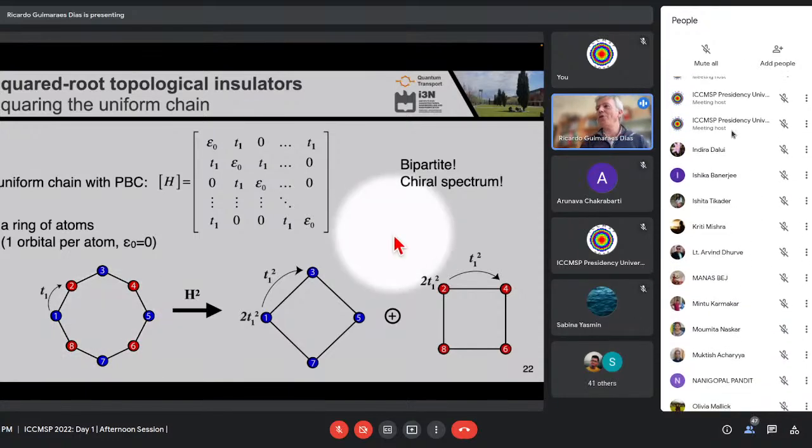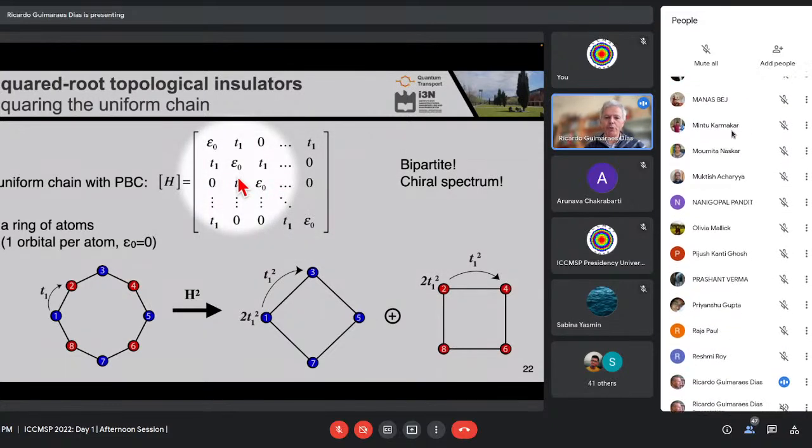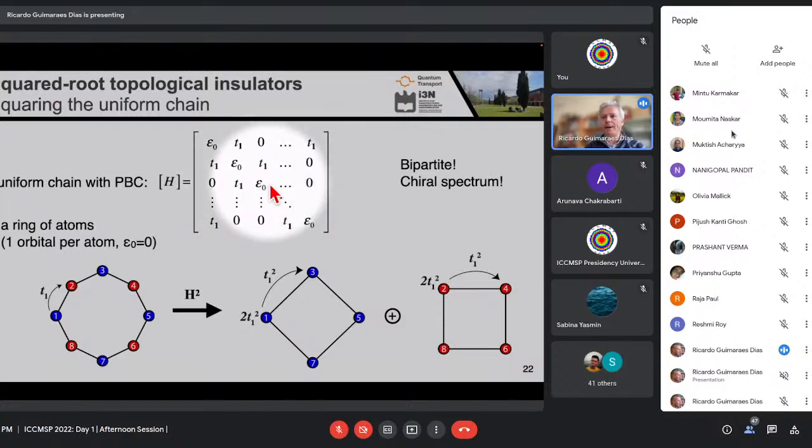Okay, let's assume a uniform chain. So a uniform chain, and I'm going to assume also it's a ring. So its tight binding model has this matrix representation you see here. It has nearest neighbor hopping equal to T1 and on-site energies equal to epsilon 0, okay? It's this model that you see here, but now I'm going to set epsilon 0 equal to 0.